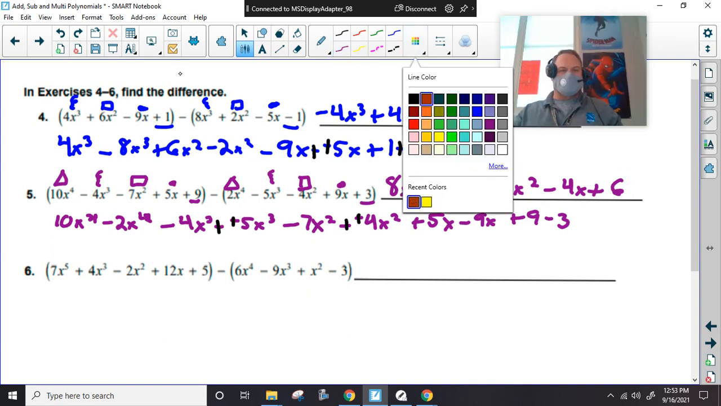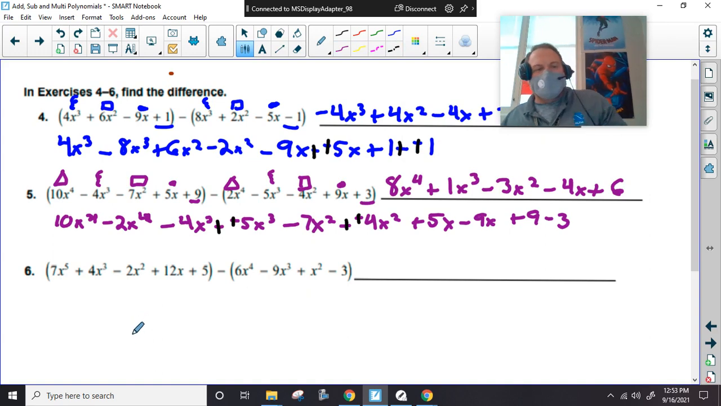Okay, so moving on to number 6. Got me a little lightning bolt here for the x to the 5th. There's no other x to the 5ths. Now, this is where we lose some people.